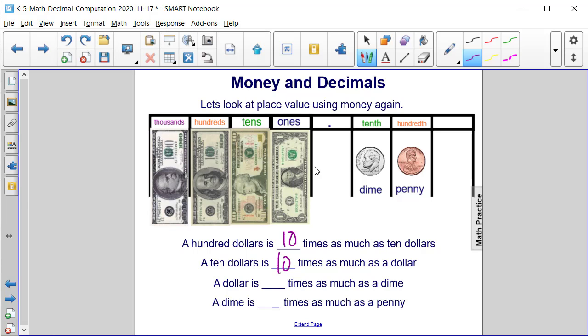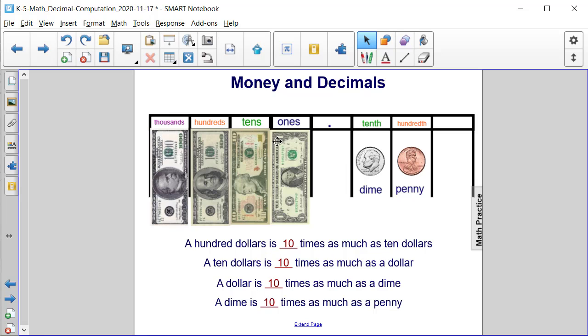A dollar is how many times as much as a dime? It's 10 times, because 10 dimes make a dollar. And a dime is how many times as much as a penny? The answer is 10 here again, because 10 pennies make a dime. And this slide shows the same logic and reasoning that we used to fill in the blanks on the last slide. 10 gets filled into each blank.